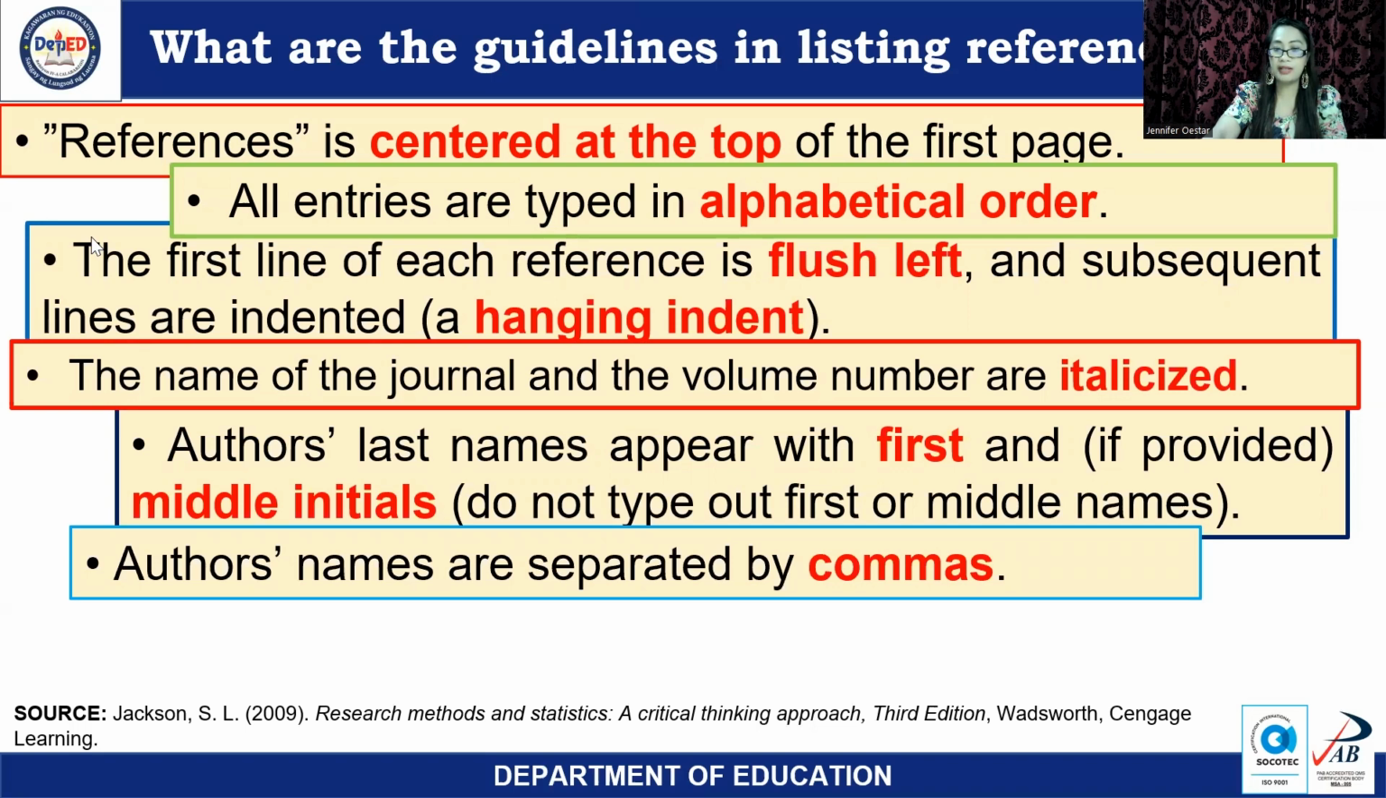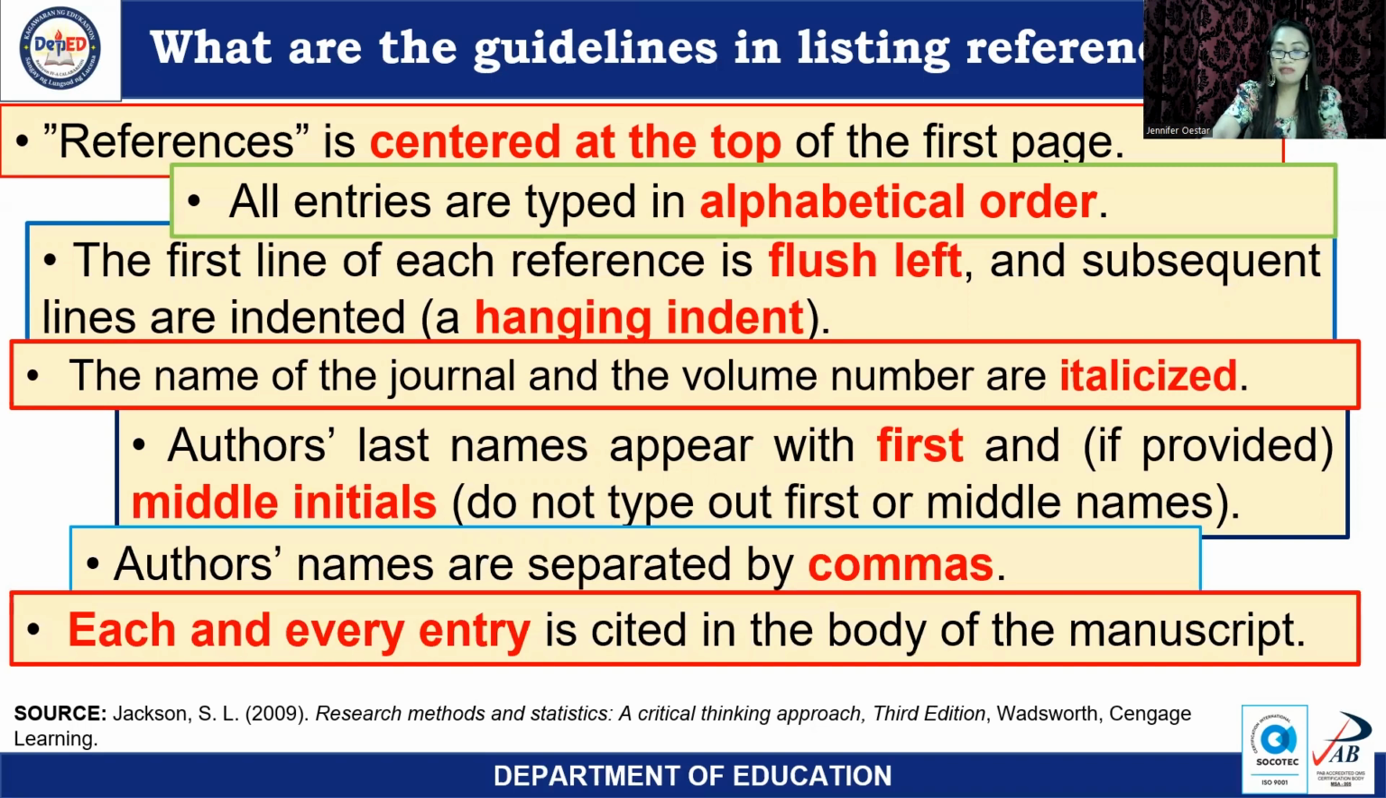Authors' names are separated by commas if they have co-authors. Each and every entry is cited in the body of the manuscript. So it should be parallel with the number of authors presented in the manuscript and as reflected in the bibliography or in the reference section.